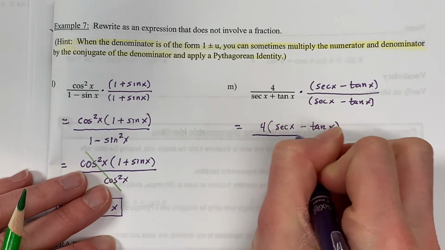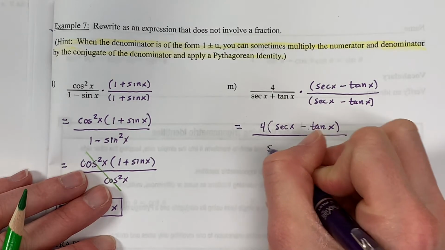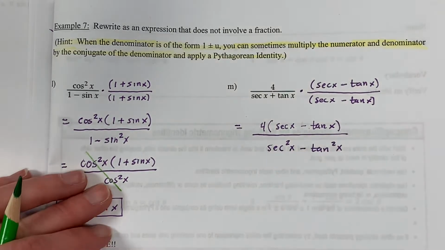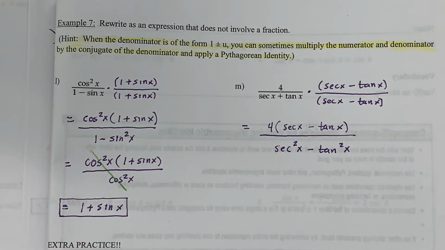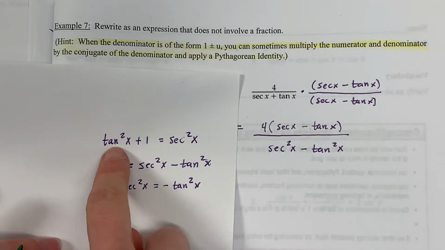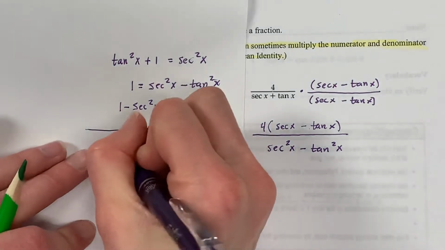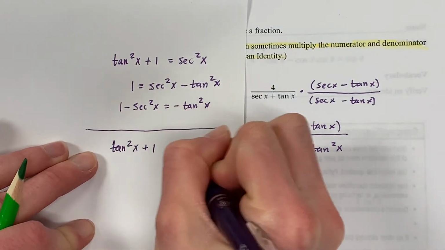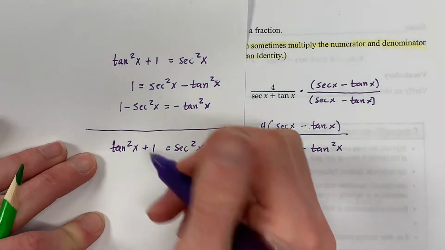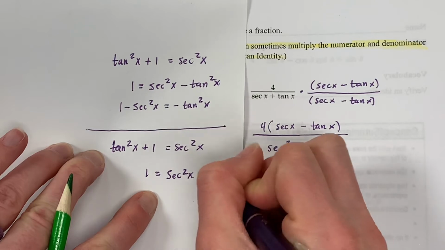When you multiply by the conjugate in the denominator, it creates a difference of 2 squares. Distribute, and it will simplify to secant squared x minus tangent squared x. From here, we will be able to apply a Pythagorean identity. Now, if you recall, tangent squared x plus 1 was equal to secant squared x. I'm going to subtract tangent squared x from both sides. So I have 1 equals secant squared x minus tangent squared x.